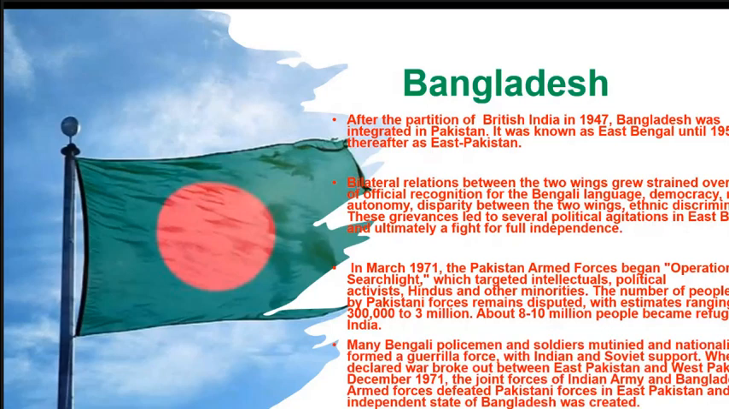So again, many Bengali policemen and soldiers formed a guerrilla force with India and the Soviet Union. There was a massive war in 1971, and basically Pakistan was defeated at that point, and Bangladesh was created, an independent state. So now we have 3 countries, all separate from one another, which leads us on to thinking about what happens post-partition, post-colonialism, which is migration.